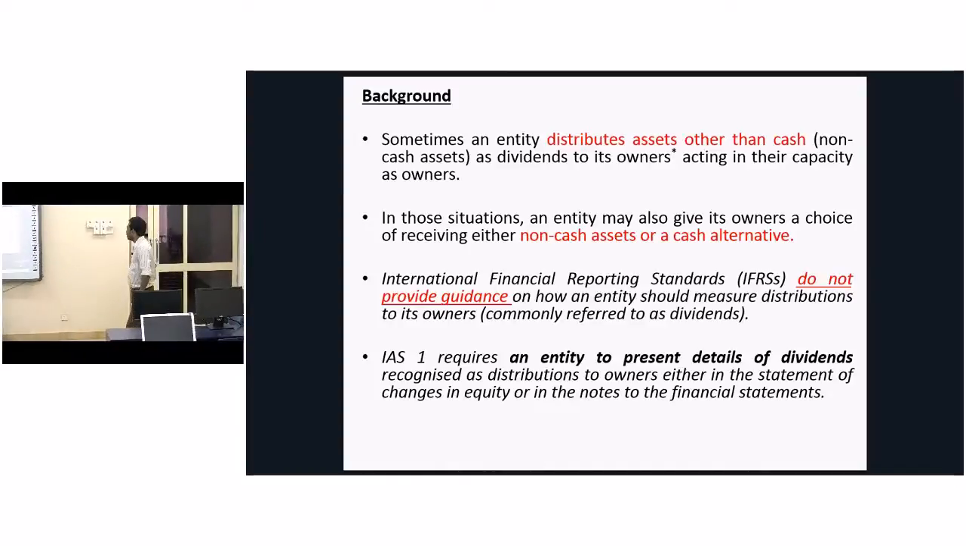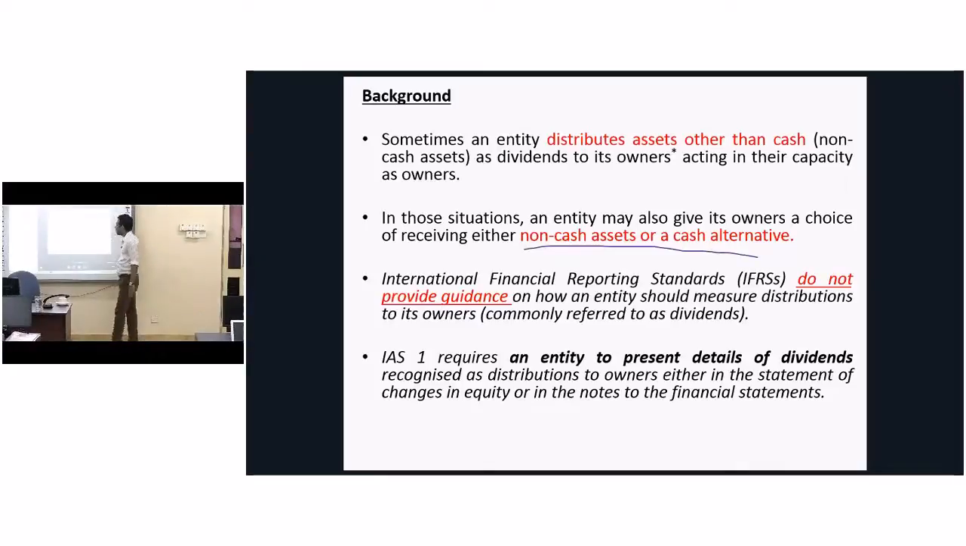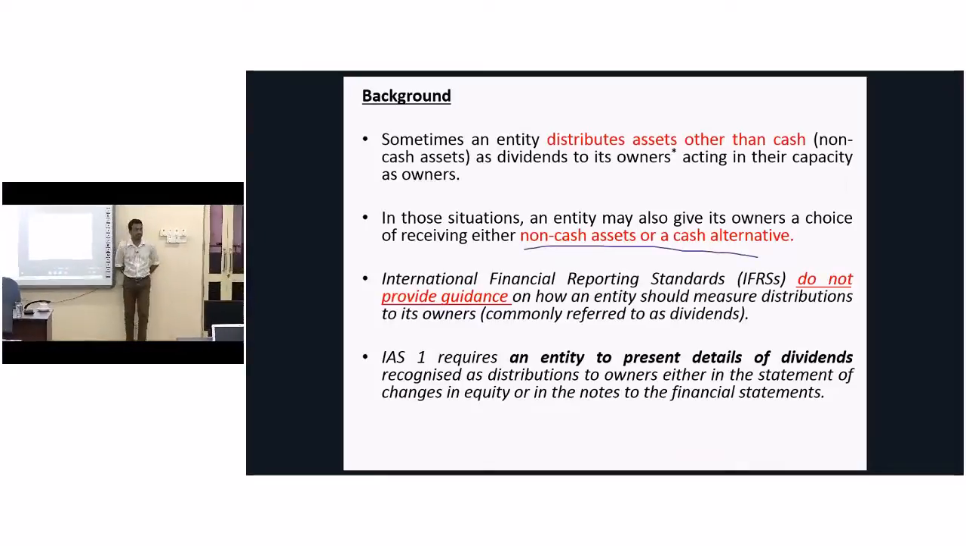An entity distributes assets other than cash, I told you. That's what we are trying to discuss under this. Non-cash, but this thing is also available, look. Non-cash assets or cash alternative. It means there may be some occasions where the shareholders can select the option. If they need, they can take cash or they can go for the non-cash option. Then the shareholders will decide which option is selected. Understand? So in that case also we have to see how to take the fair value of those.